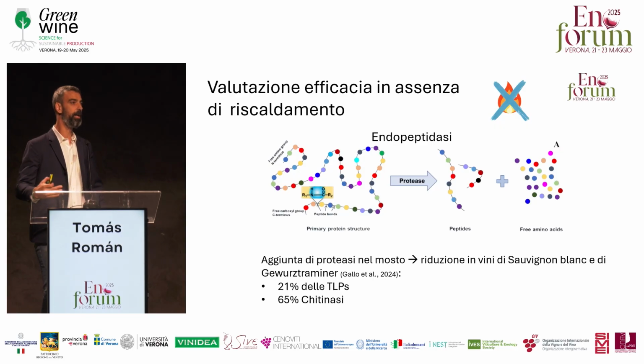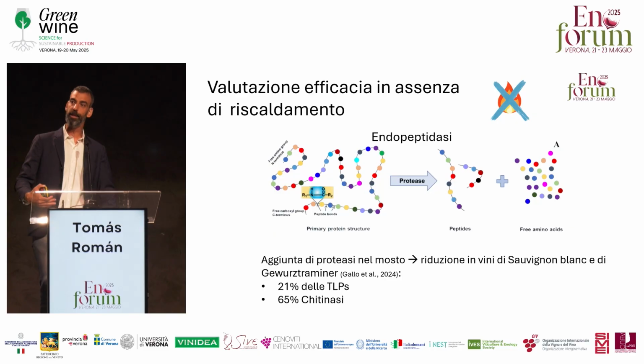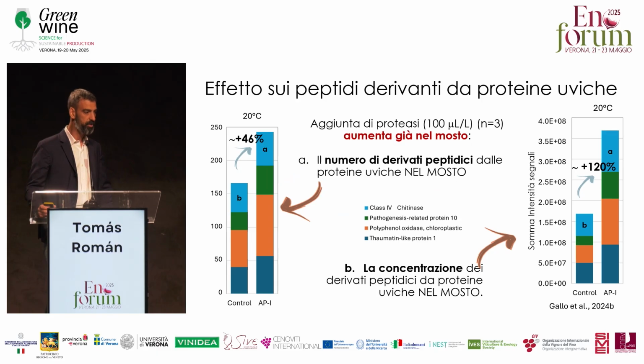When thinking of the previous assessments, the addition of proteases in the must leads to a reduction by 20-25% in the content of TLPs in Gewürztraminer and Sauvignon Blanc, and 65% of chitinases, without even requiring heating up. So if the theoretical proof works well also in practical terms, if the addition of proteases ends up hydrolyzing the proteins in active sites, releasing peptides, then this is important.